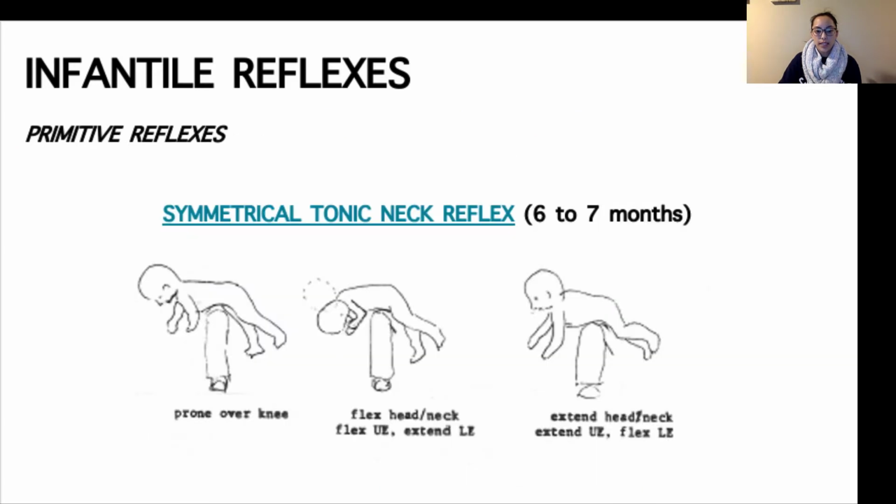Just to get a better idea of what the symmetrical tonic neck reflex looks like, the starting position is usually sitting or in a prone position, kind of like this. The stimulus, let's look at this one first. If we extend the head and neck, our upper extremity or arms will extend and lower extremity will flex. If we flex the head downwards, the arms flex in towards the body and the legs extend.